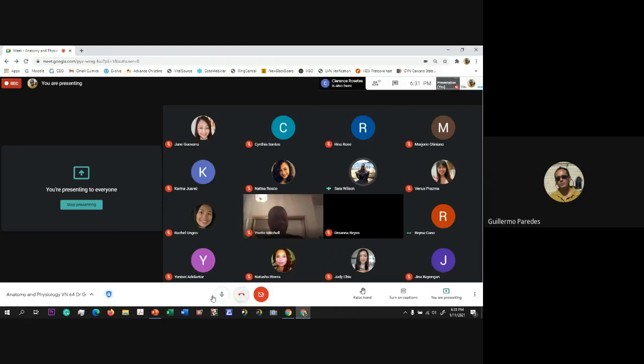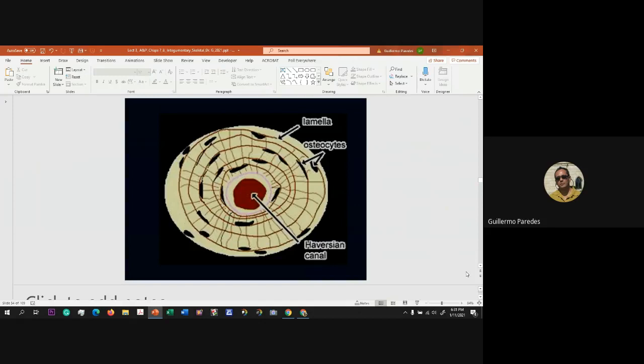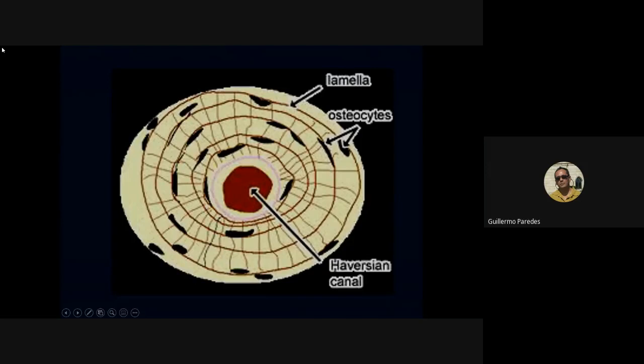Okay, so I think this break was good because it's time to restart again. Here we have, what cell do we have inside here? First of all, what is this opening called? Lacunae, right? Everybody, please, lacunae. How is this line called? Lamella.